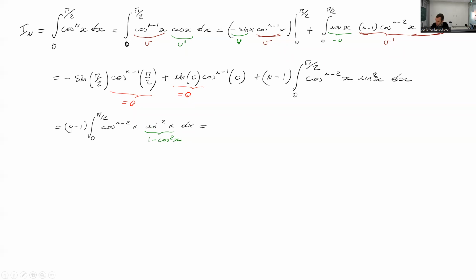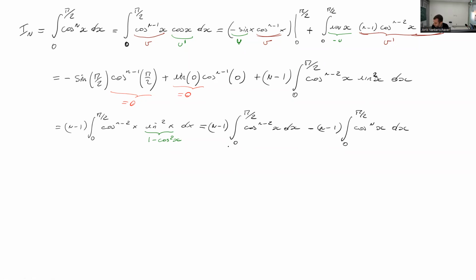So if we make that substitution, now we get n minus 1 times the integral from 0 to pi over 2 of cosine to the power n minus 2 x dx, minus n minus 1 times the integral, and now I get the part from cosine squared times cosine to the n minus 2, so that combines to give me cosine to the power n x dx. And we're almost there. Don't worry, the slide is almost full, but we're almost there.